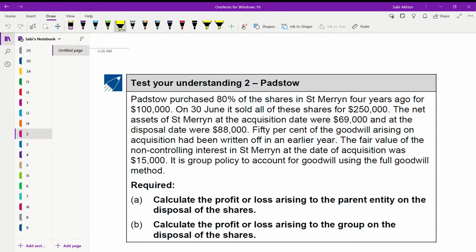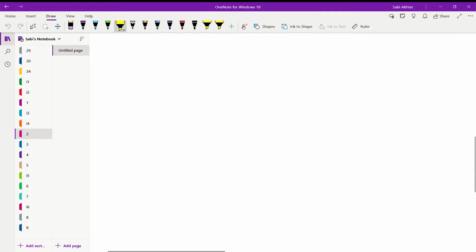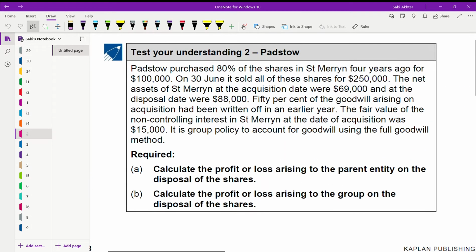So here there are 2 requirements. Requirement 1, calculate the profit or loss arising to the parent entity on the disposal of the shares. So this is just for the parent, that is individual, and this is for the group. The transaction is the same. Pet Stow purchased 80% in State Mine 4 years ago for 100,000. That means that's the cost, the purchase consideration. On 30th of June, it sold all of its shares for 250,000. That means it lost the control.